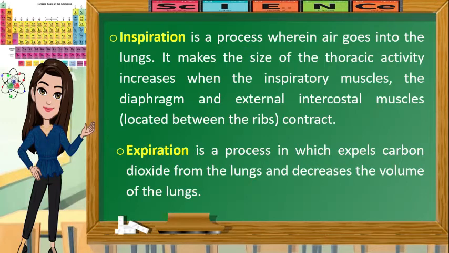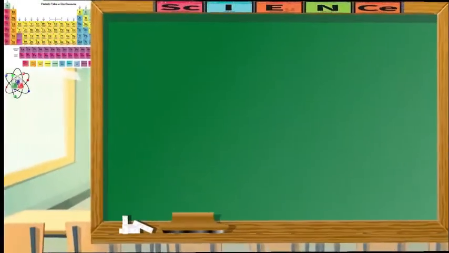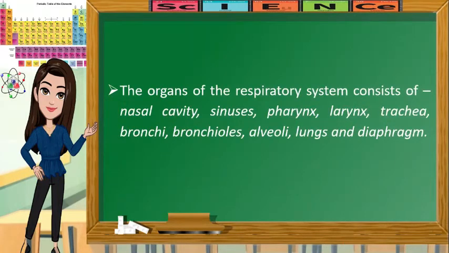Expiration is a process which expels carbon dioxide from the lungs and decreases the volume of the lungs. The organs of the respiratory system consist of the nasal cavity, sinuses, pharynx, larynx, trachea, bronchi, bronchioles, alveoli, lungs, and diaphragm.